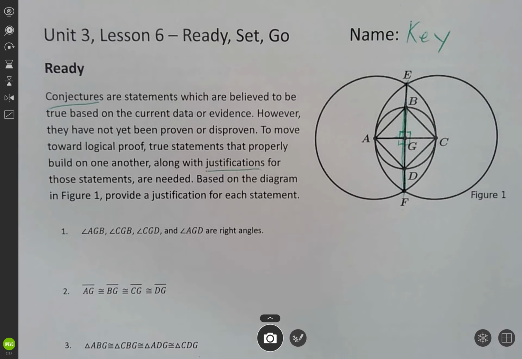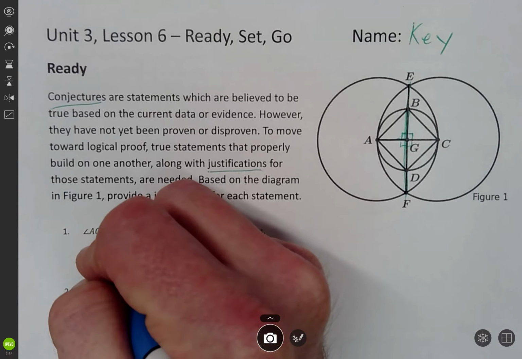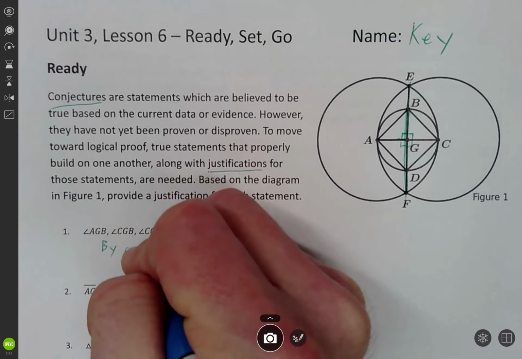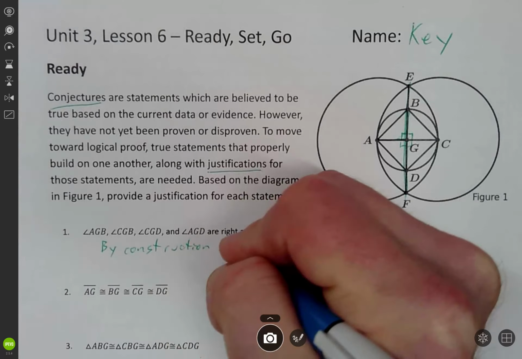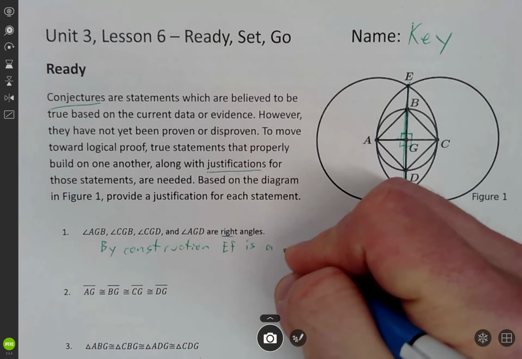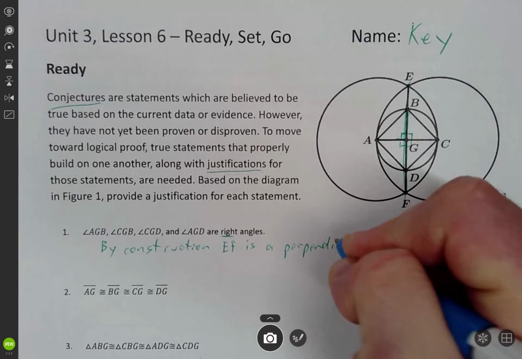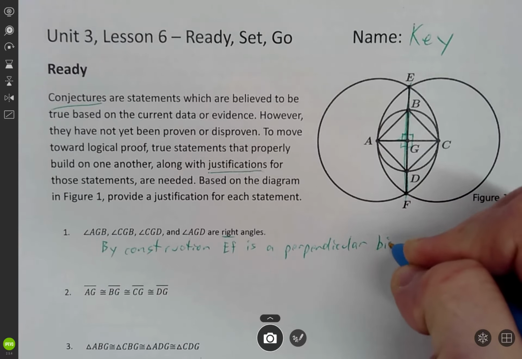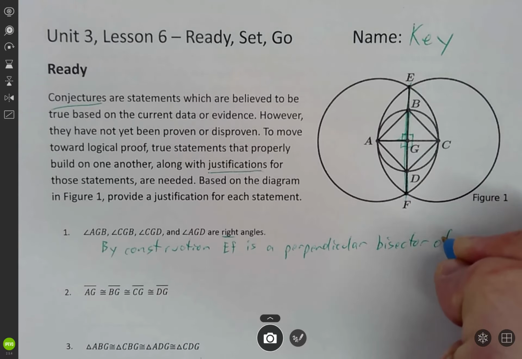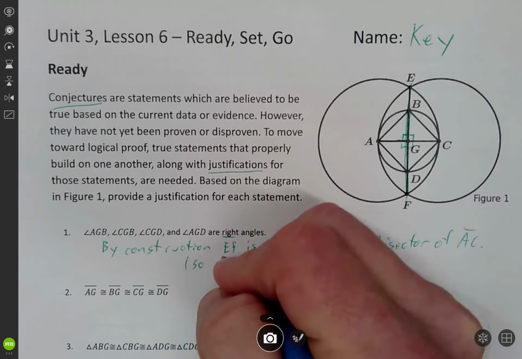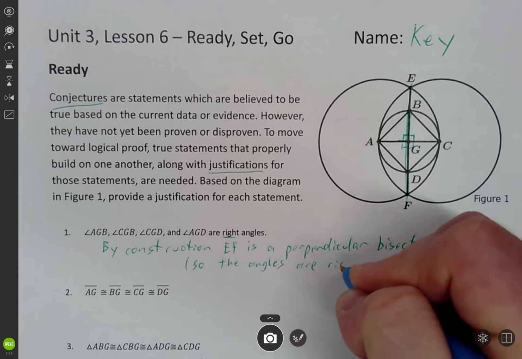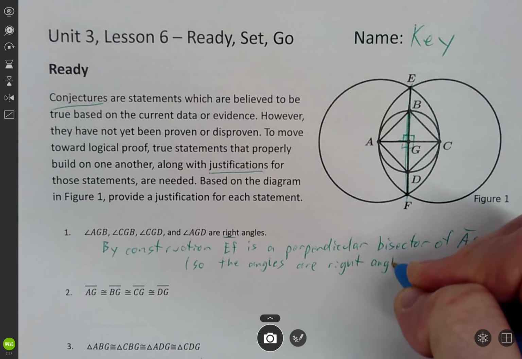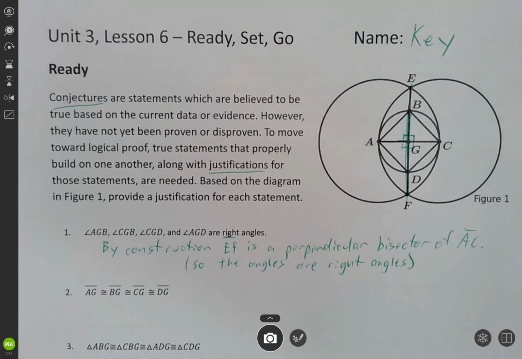So the justification we'll give here is, by construction, EF is a perpendicular bisector of AC. So the angles are right angles. And that's what it means to justify. It's to give a reason why it would be true.